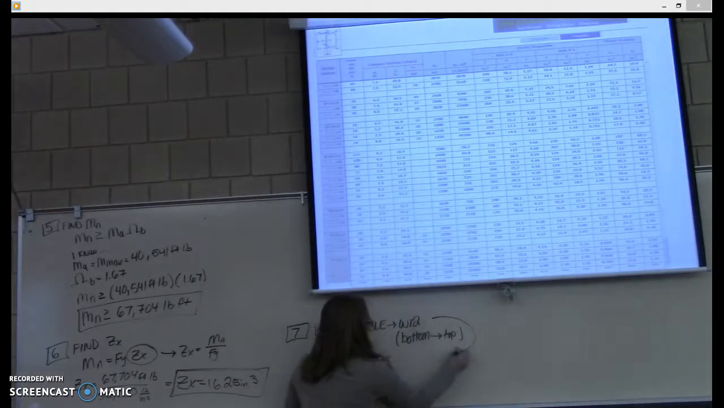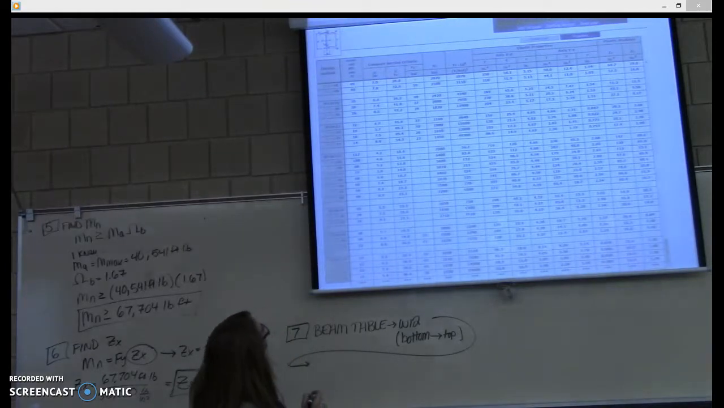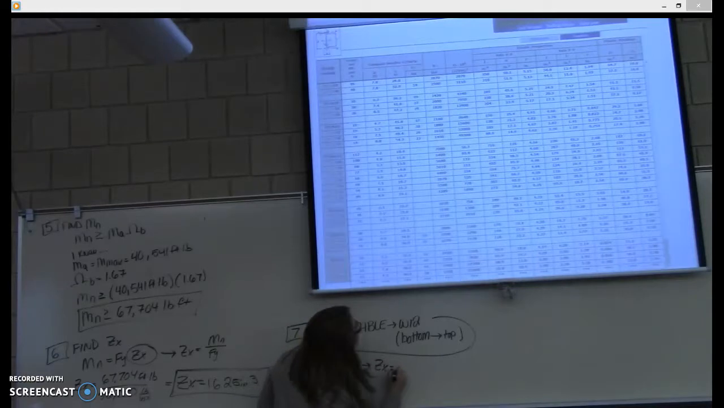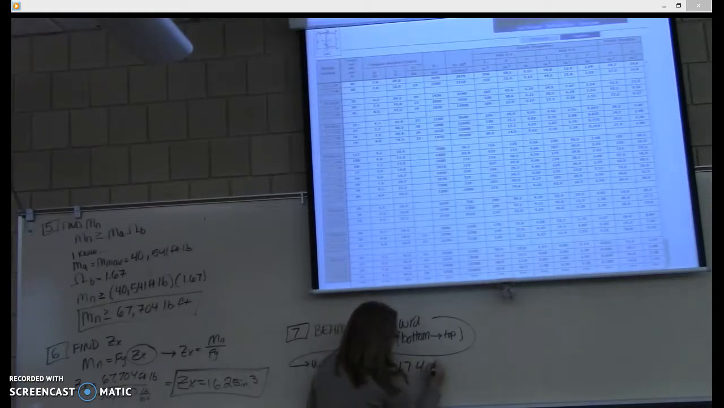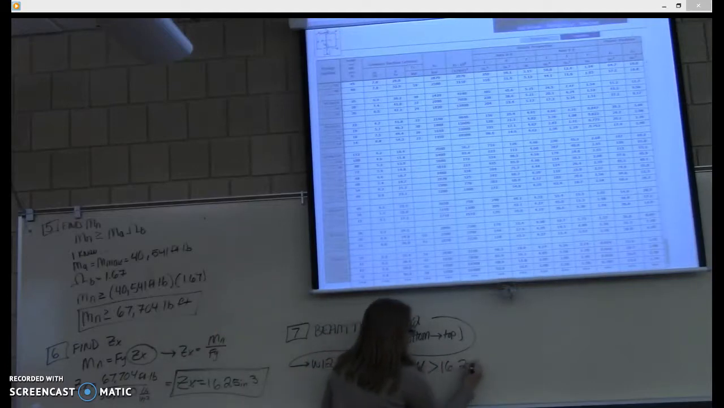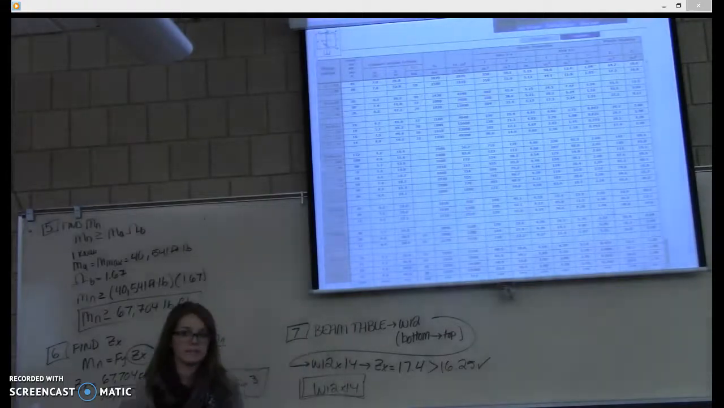So I'm just going to write out the steps here. First I go to my beam table. I know I want a W12. Then I know I'm going to do the first one, which is a W12 by 14. And that has a Zx of 17.4, which is greater than my Zx of 16.25. Give it a nice little check mark. And then your final answer is a W12 by 14, and put a nice little rectangle around it. And that's questions 5 through 7.